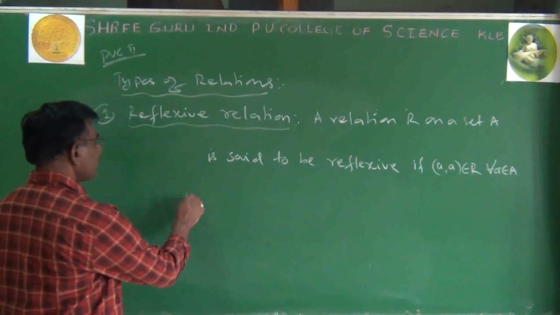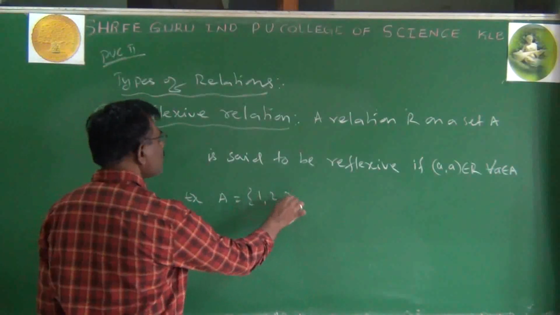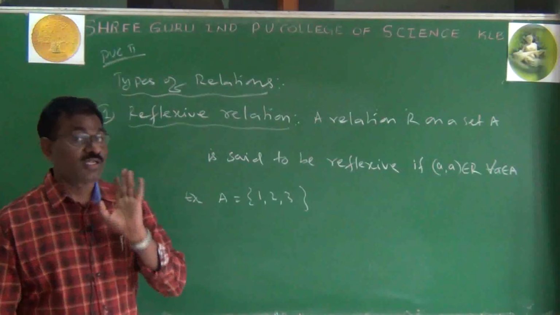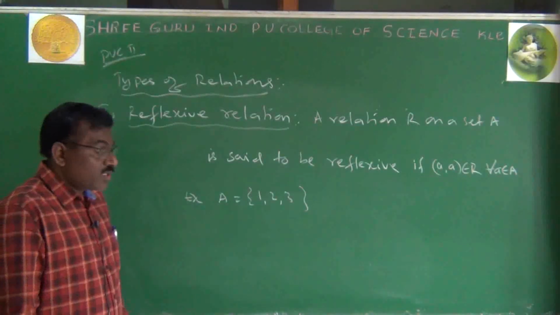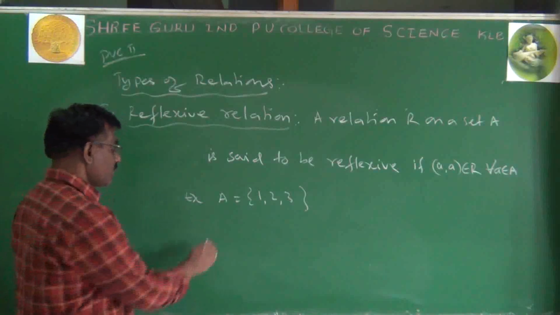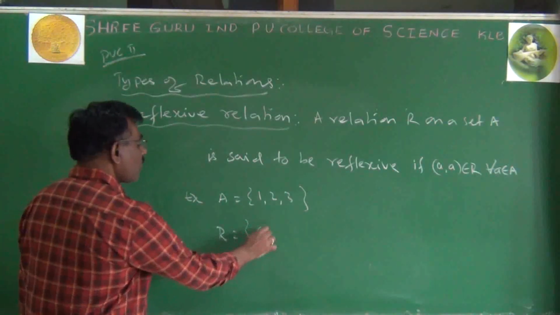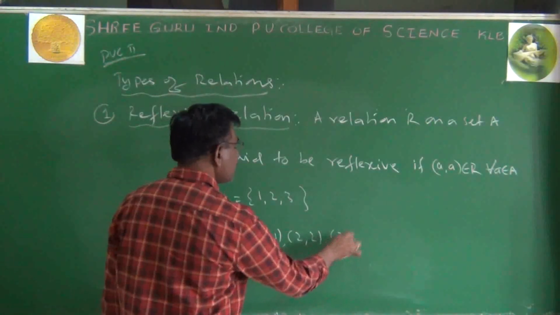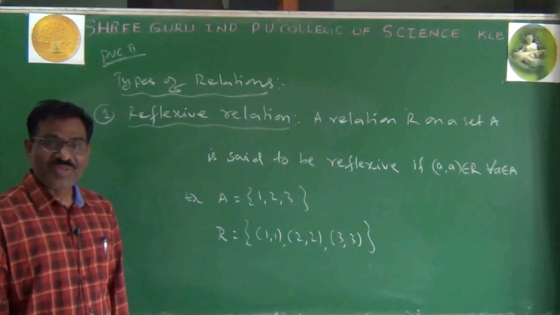For example, I am explaining a good example. Set A is {1, 2, 3}. Be careful, it is a relation on a set. A is {1, 2, 3}. So I want an example of a reflexive relation. The reflexive relation R equals {(1,1), (2,2), (3,3)}. This is called a reflexive relation.